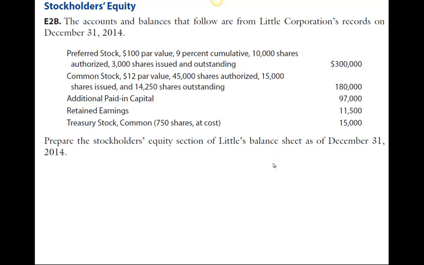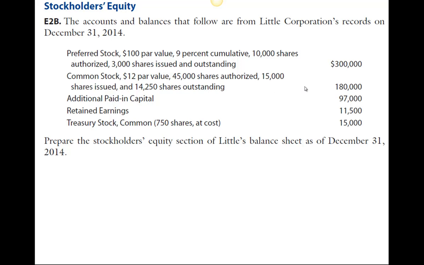They have preferred stock with a $100 par value, 9% cumulative, 10,000 shares authorized, and 3,000 shares issued and outstanding. So this information, that is $300,000, which comes from the 3,000 shares issued and outstanding times the $100 par value.